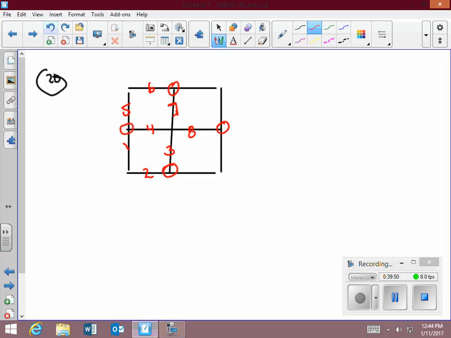You just cannot. You can't get to that without retracing a line. Because if you went 9, 10 here, you're hooked. So the answer is no. And the reason is that there are 4 points where 3 lines meet.